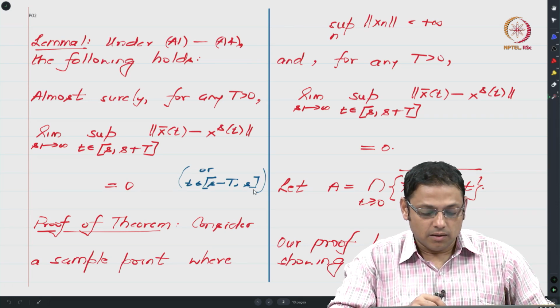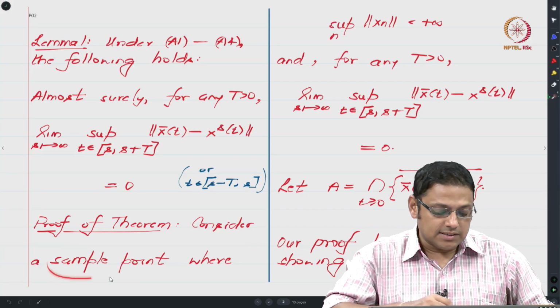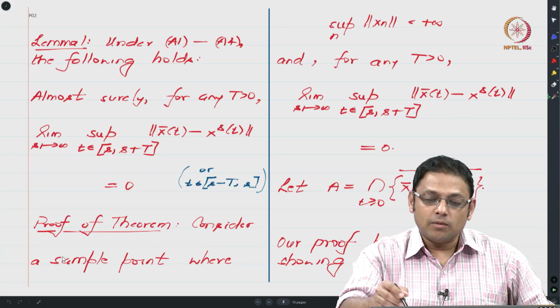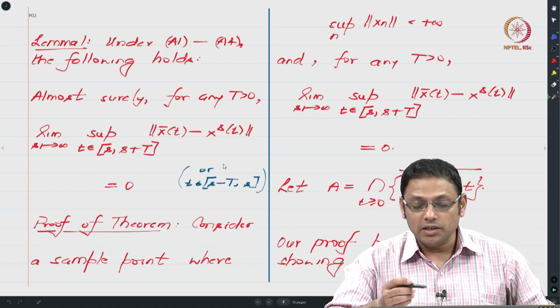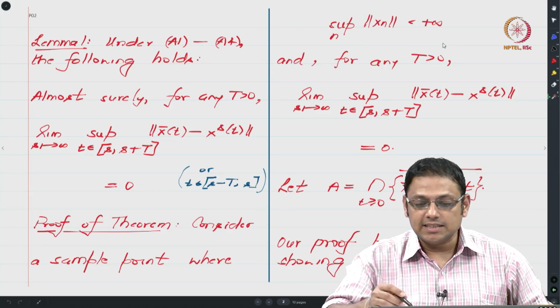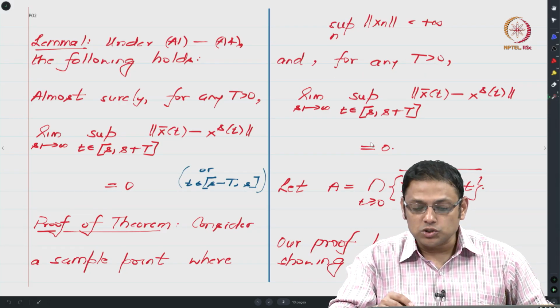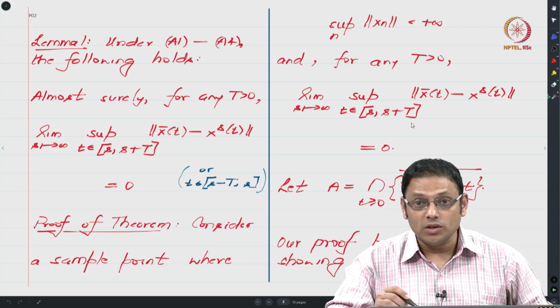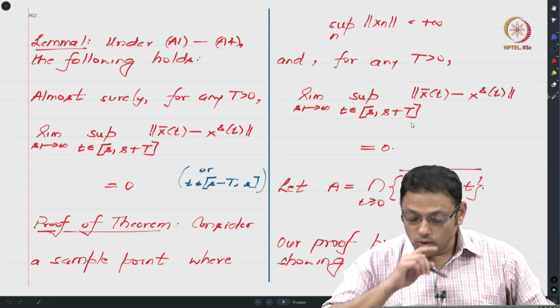And in the first half of that proof we said that let us consider a sample point where both condition A4 and the conclusions of this lemma simultaneously hold, that is, this is less than infinity, and for any t bigger than or equal to 0 this is equal to 0, and also the analogous conclusion where the window is s minus t to s. So, all these 3 things hold.